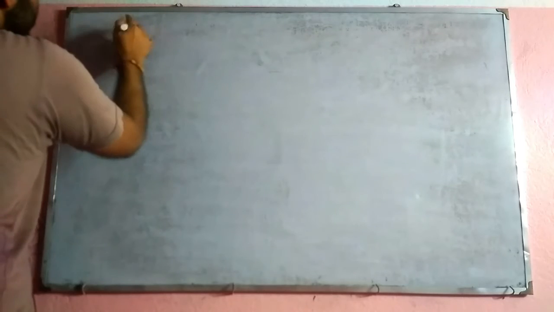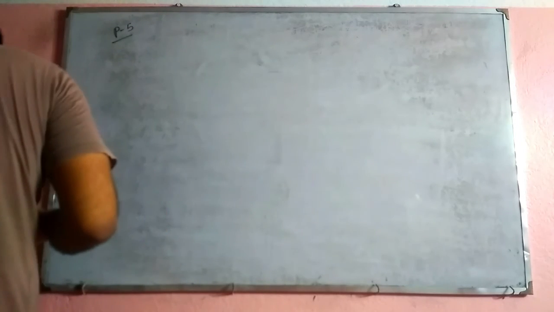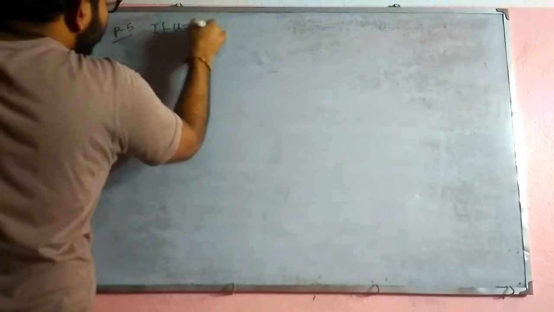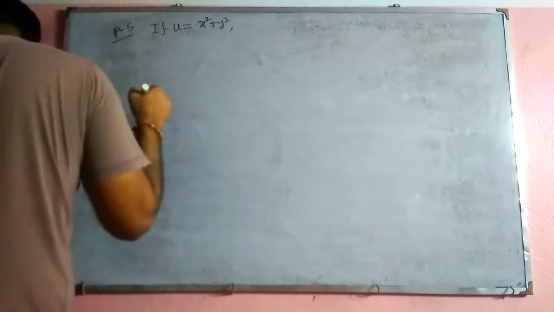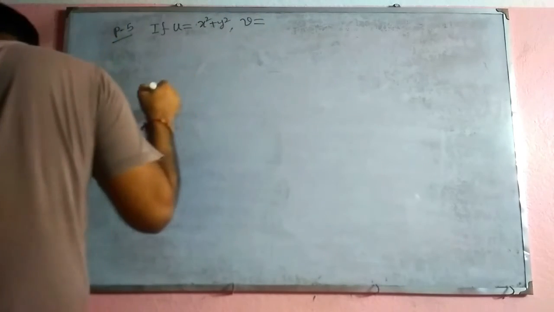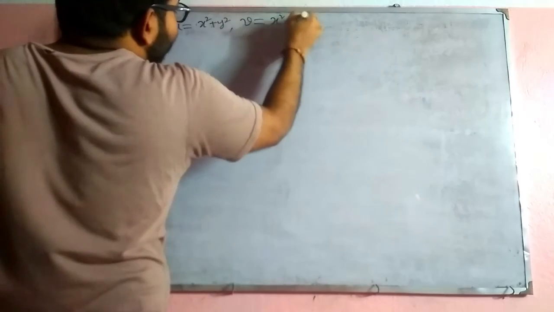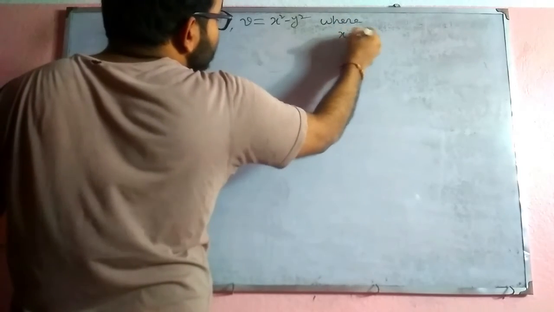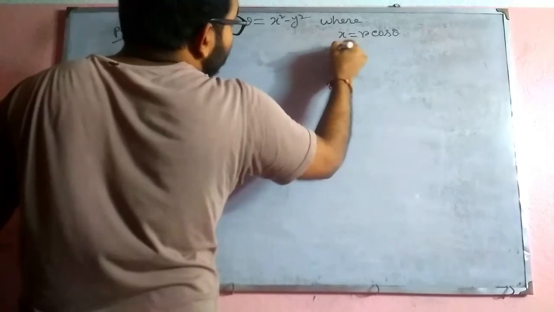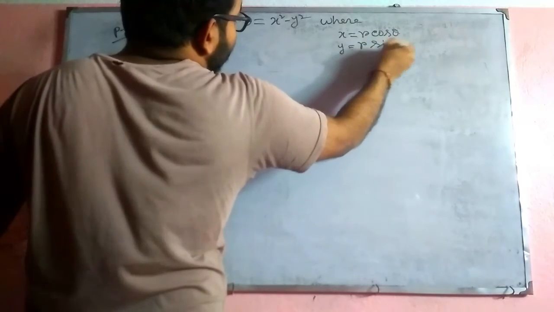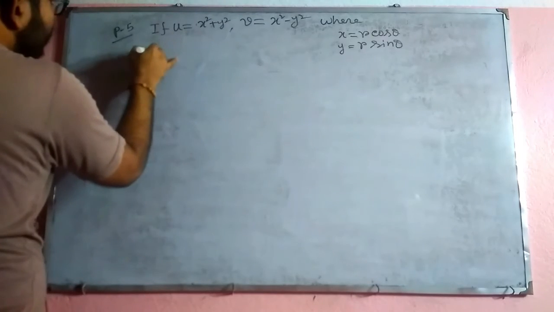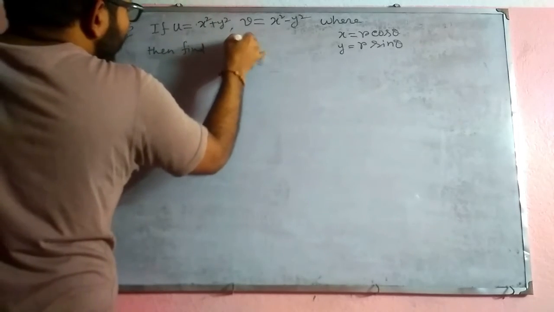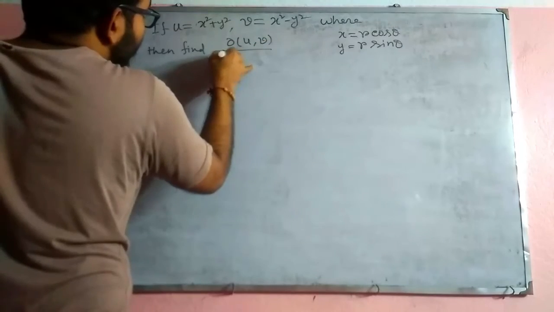And our next problem is: if u is x square plus y square, and v is x square minus y square, where x is equal to r cos theta and y is equal to r sin theta, then find the Jacobian of u and v with respect to r and theta.